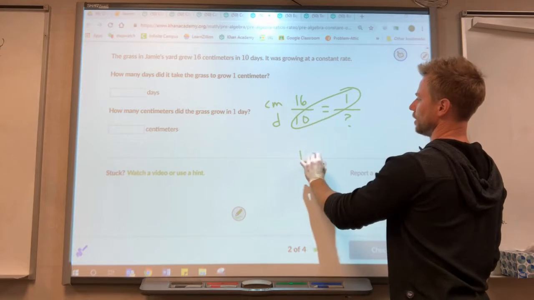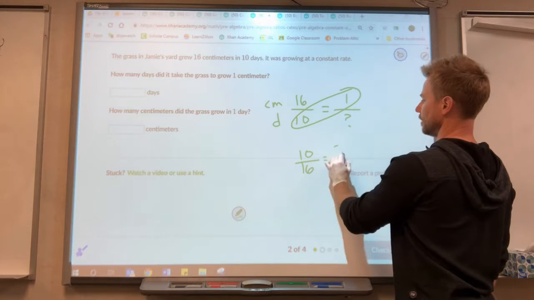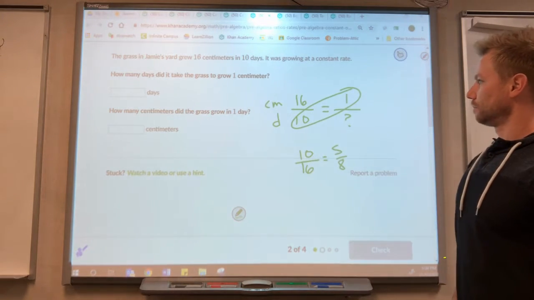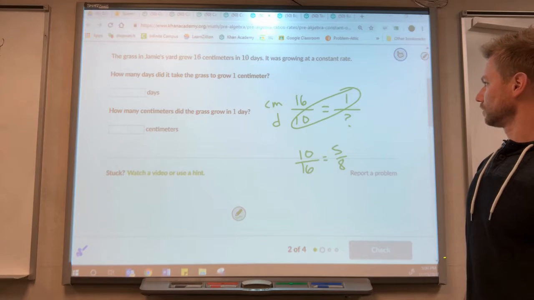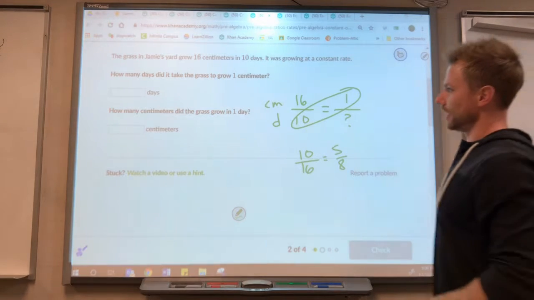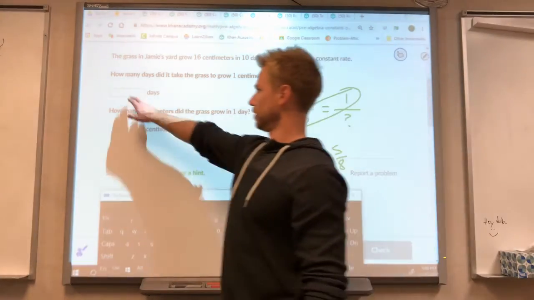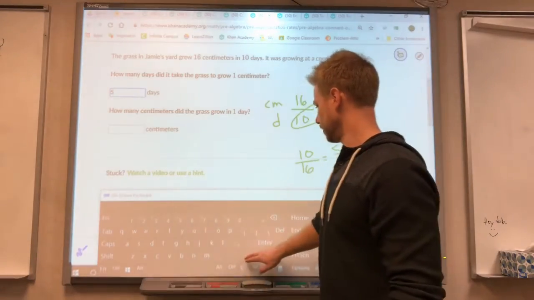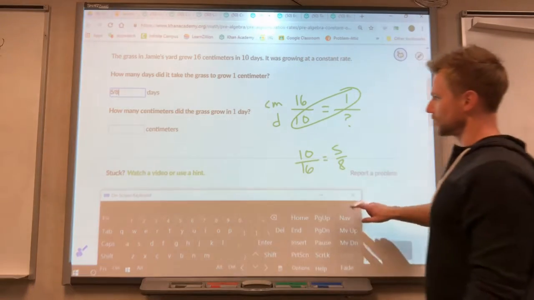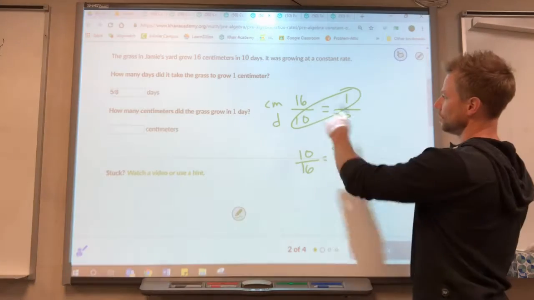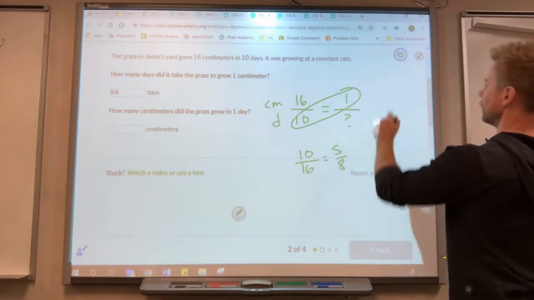10 times 1 is 10. Divide by 16. That reduces to 5/8. So it would be 5/8 of a day for it to grow 1 centimeter. So we can just leave that as a fraction, 5/8. Then it says how many centimeters did it grow in 1 day. Okay, so almost the exact same proportion.